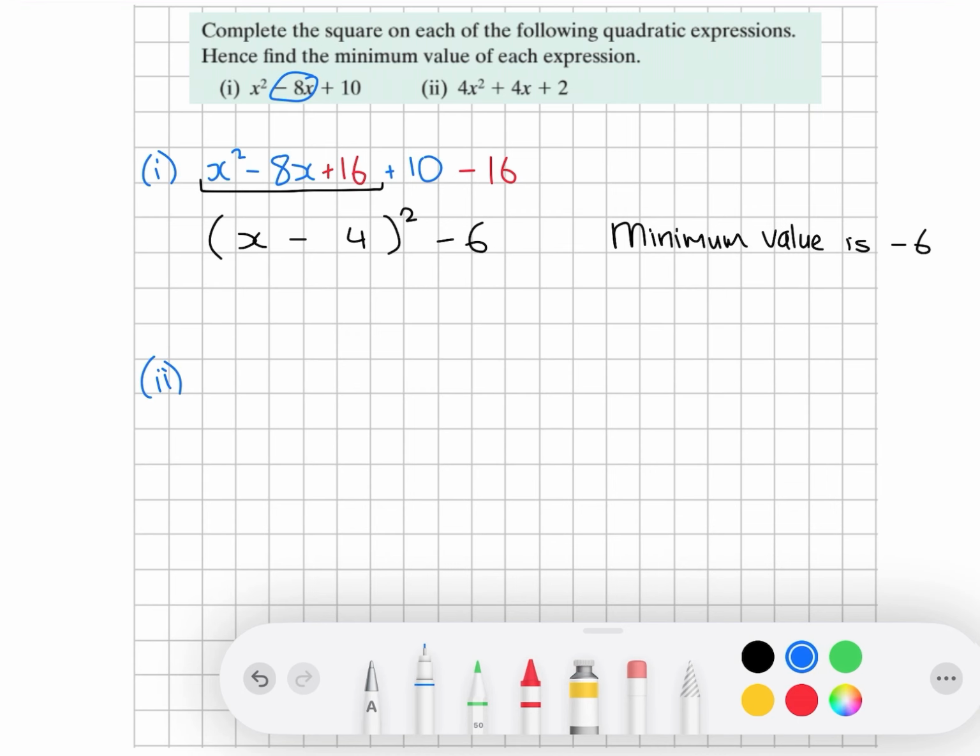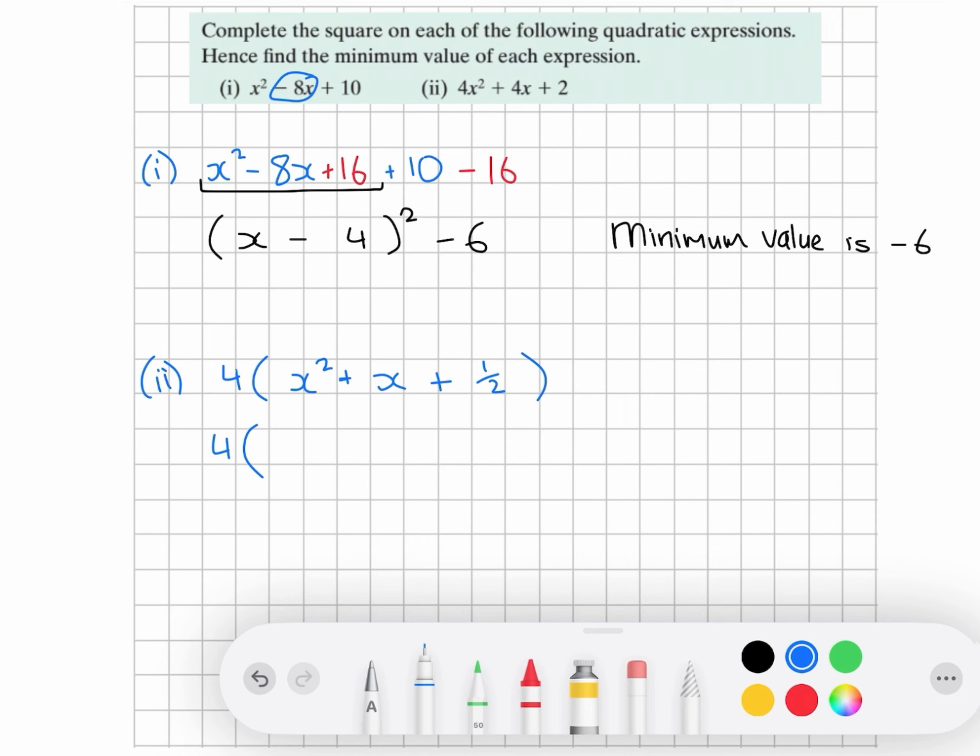Now to use this method, it has to be an x squared. So what I have to do is I'm going to factor out a 4 to make sure that it's x squared. So x squared plus x plus 2 over 4. If I factor out a 4 from 2, I'm left with 2 over 4, which is a half. Now I'm going to do the same thing.